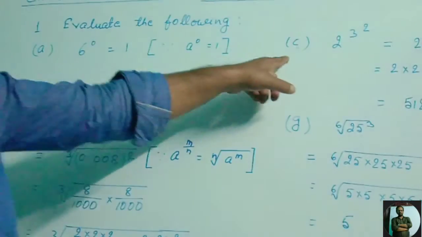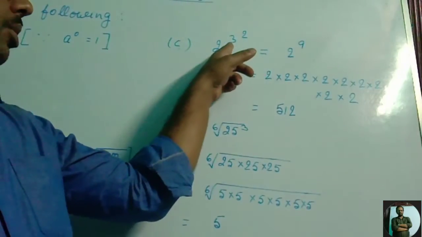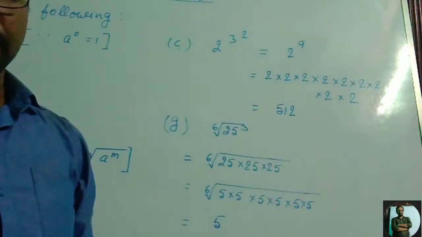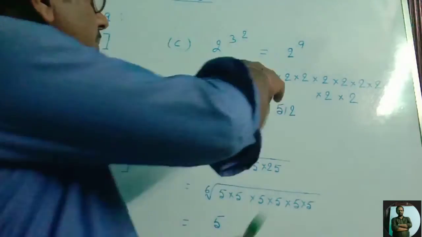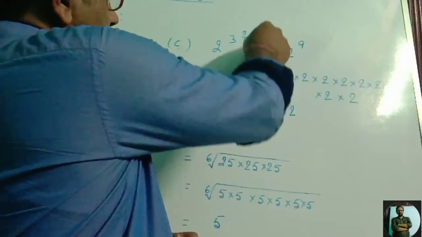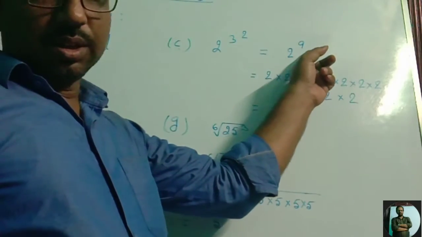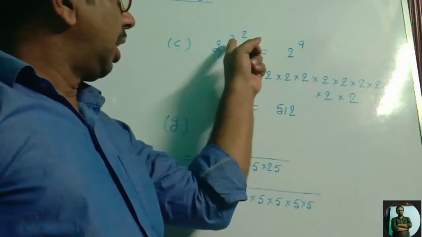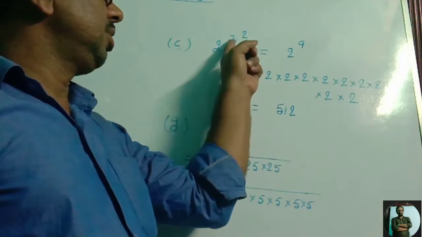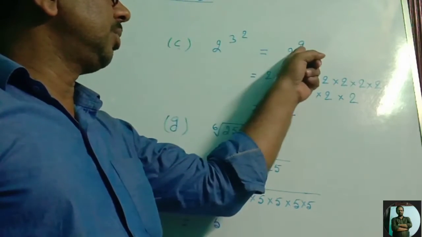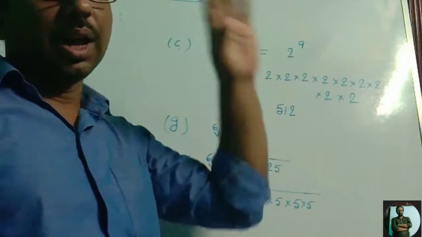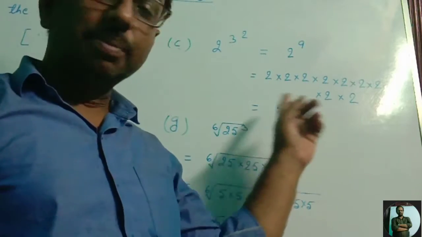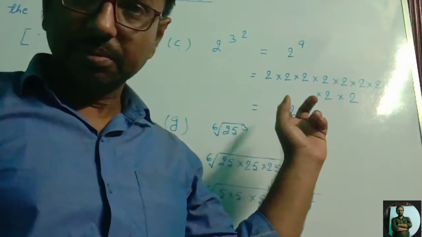Now, question number C is 2 to the power cube to the power square, meaning power upon power. We say this is power upon power. So first of all, we will solve this. 3 square is 3 into 3, that is 9. So 2 to the power 9. At first I solved this 3 square, which means 3 into 3, equal to 9. So the base is 2 to the power 9. It means we will multiply 2 nine times. I have written 2 nine times here and multiplied, and I got the result 512. That is the answer.